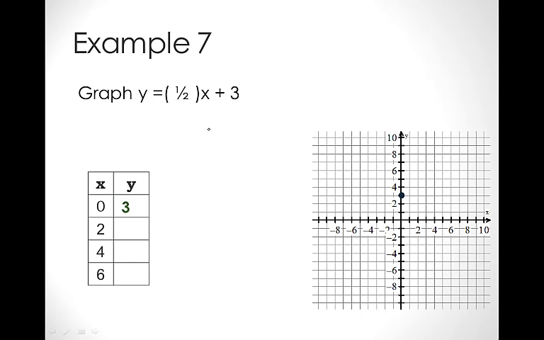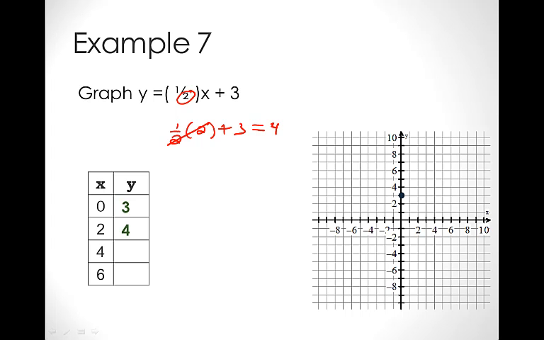I get a fraction. Nothing wrong with fractions. They're sometimes a little hard to plot. So I'm going to choose a value that will divide nicely with that 2. So any multiple of 2: 2, 4, 6, 8, or I could choose negative values if I wanted. So I put a 2 in, and what's going to happen? I'll have 1/2 times 2 plus 3. The 2's cancel, you get 1 plus 3, and you're going to get a 4.